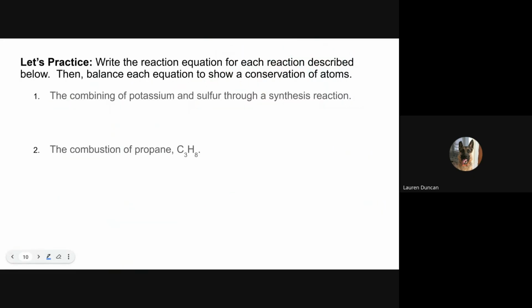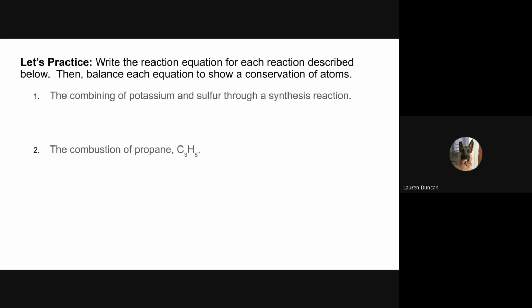Level 2, what we're going to work towards, and this is going to get harder when I introduce the last 2 reaction classification types, is going from a reaction description to writing the actual reaction equation. So let's give it a go. We're going to write the whole thing, reactants and products, and then we're going to balance to show that conservation of atoms. Okay, we have number 1, the combining of potassium and sulfur through a synthesis reaction.